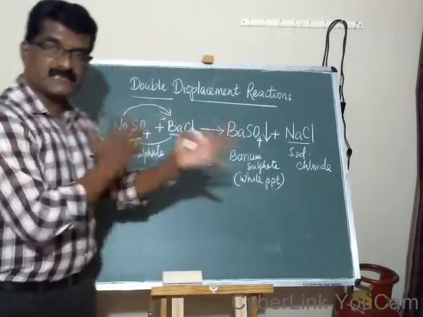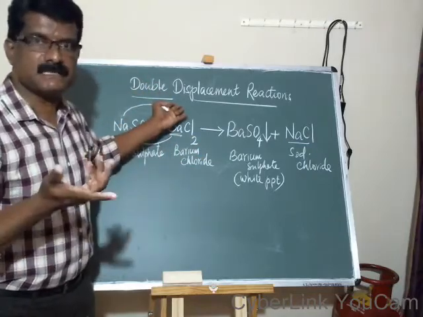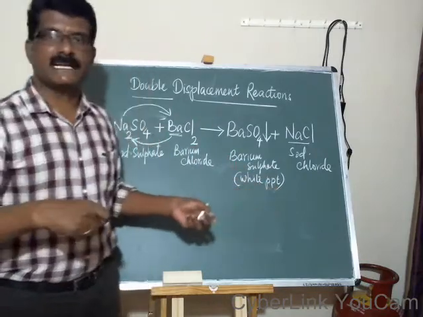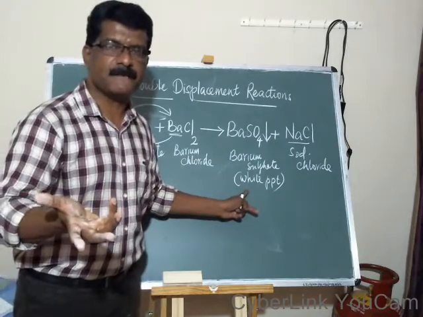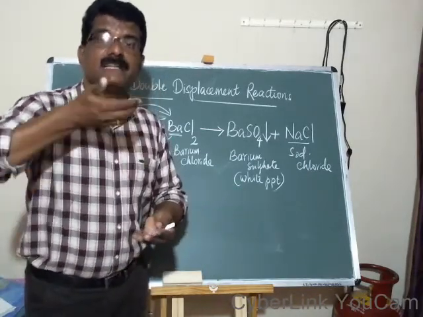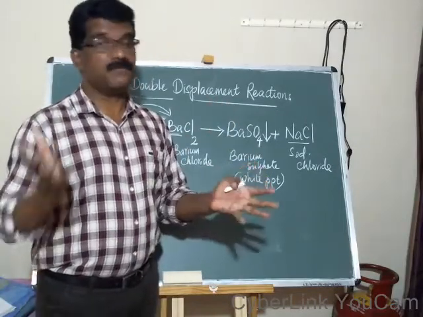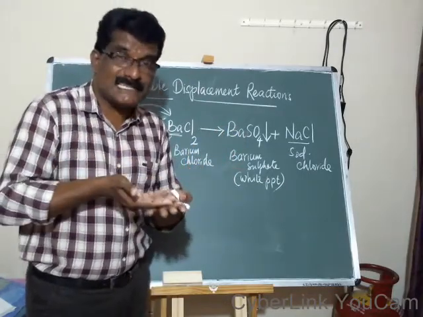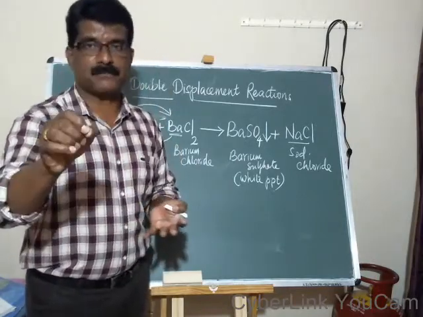Therefore, mutual exchange took place and this reaction is known as double displacement reaction. Since this reaction involves the formation of a precipitate, what do you mean by precipitate? Precipitate means a solid substance which settles at the bottom of the test tube after a chemical reaction. If any chemical reaction results in the formation of a solid residue at the bottom of the test tube, that is known as precipitate.